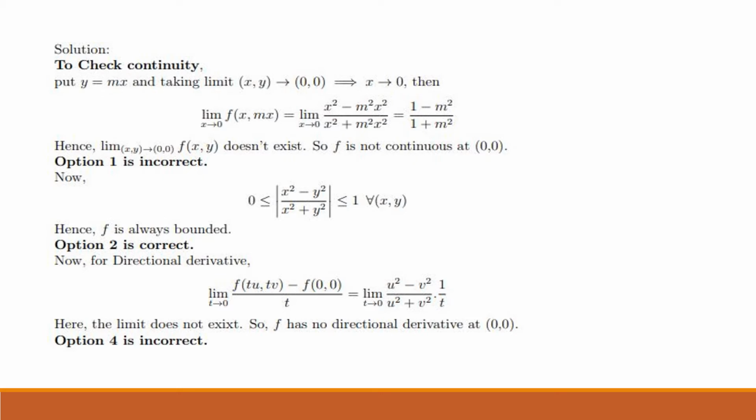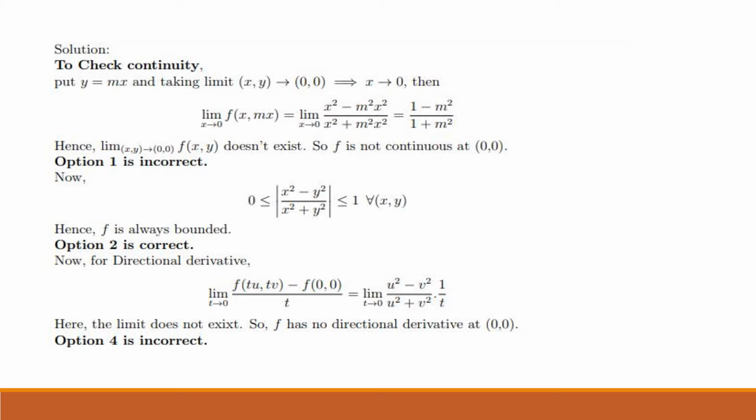Next, we all know that for all x and y, 0 less than or equal to the absolute value of (x square minus y square) by (x square plus y square) is less than or equal to 1. Since the numerator is always less than or equal to the denominator, that implies f is always bounded. So option 2 is correct.